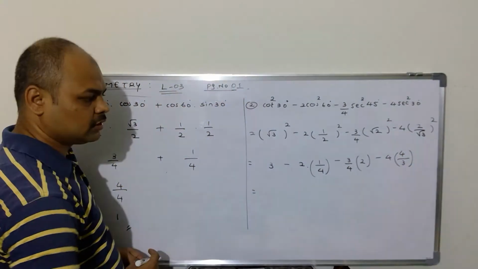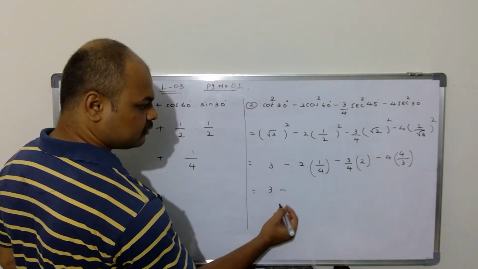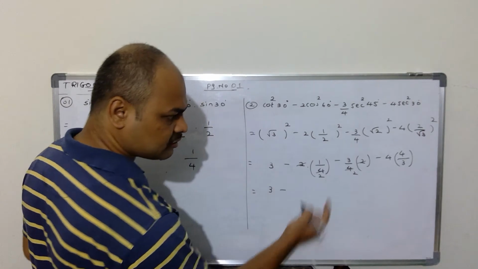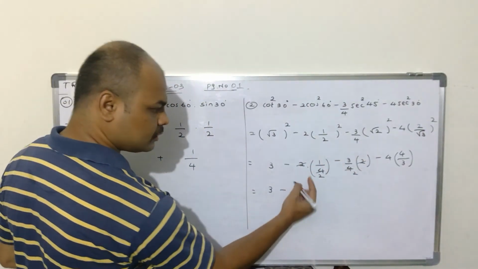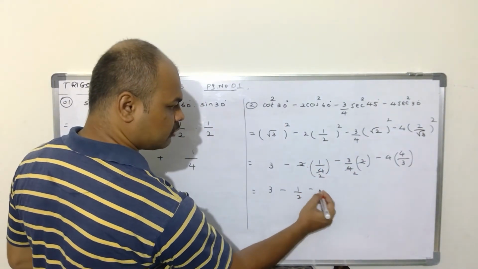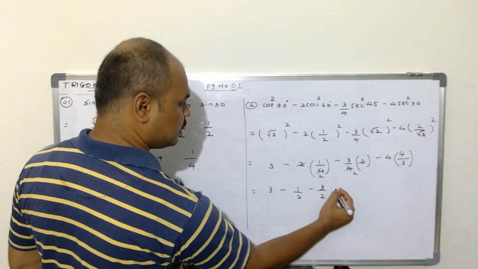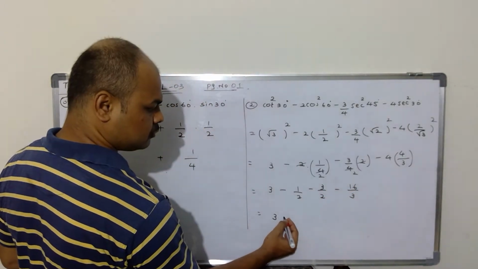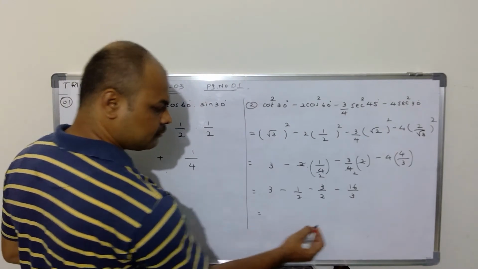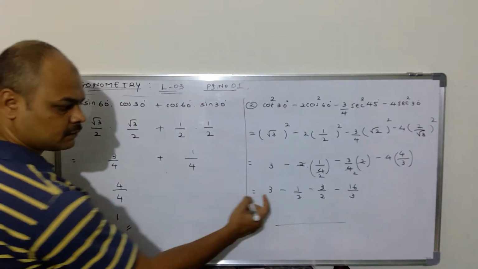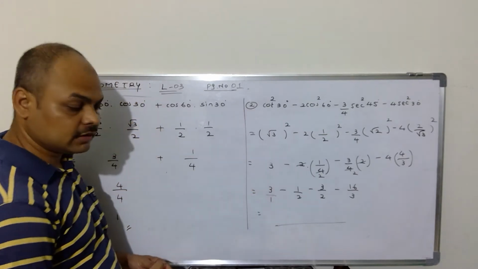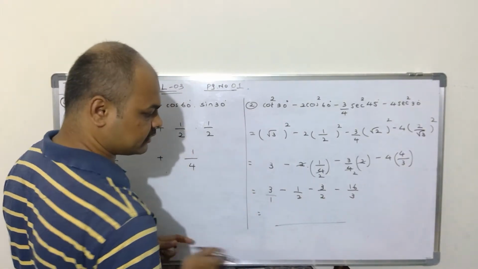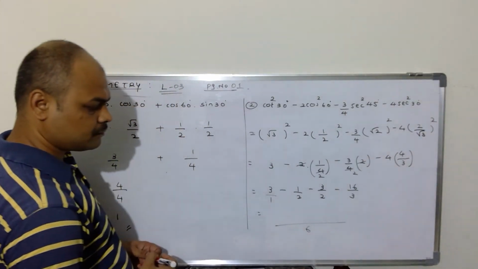So let us simplify. 3 minus, we can just cancel out 2. Here we can do the cancellation, over there not possible. So what is left? Half minus 3 by 2 minus 16 upon 3. So we'll go for LCM throughout the fraction. In the denominator nothing is written, so we will write 1. So LCM of 1, 2 and 3 is 6. Isn't it?